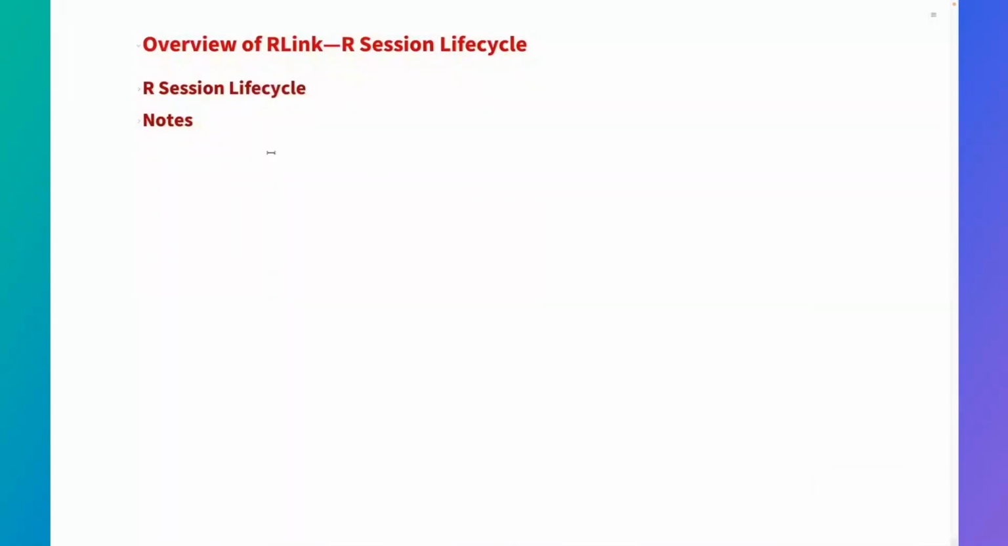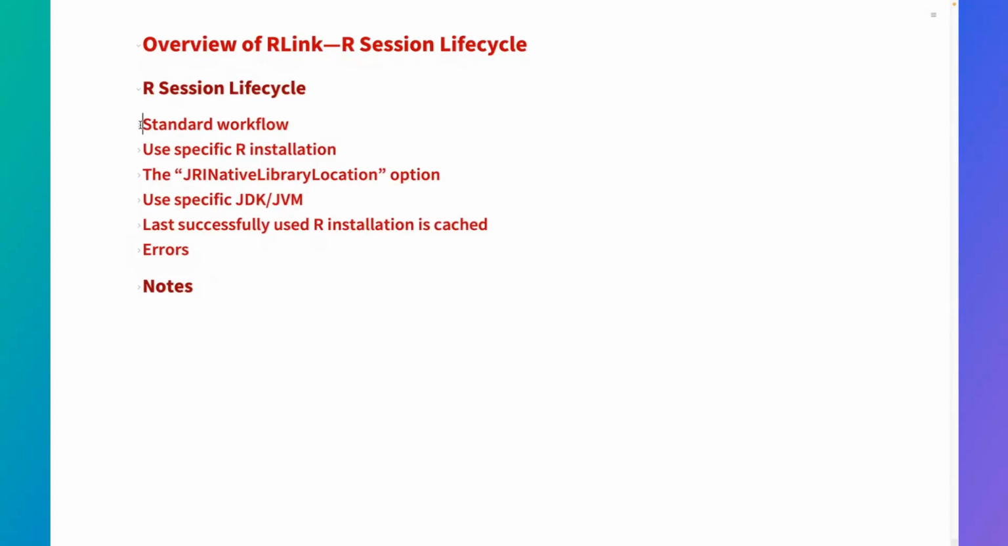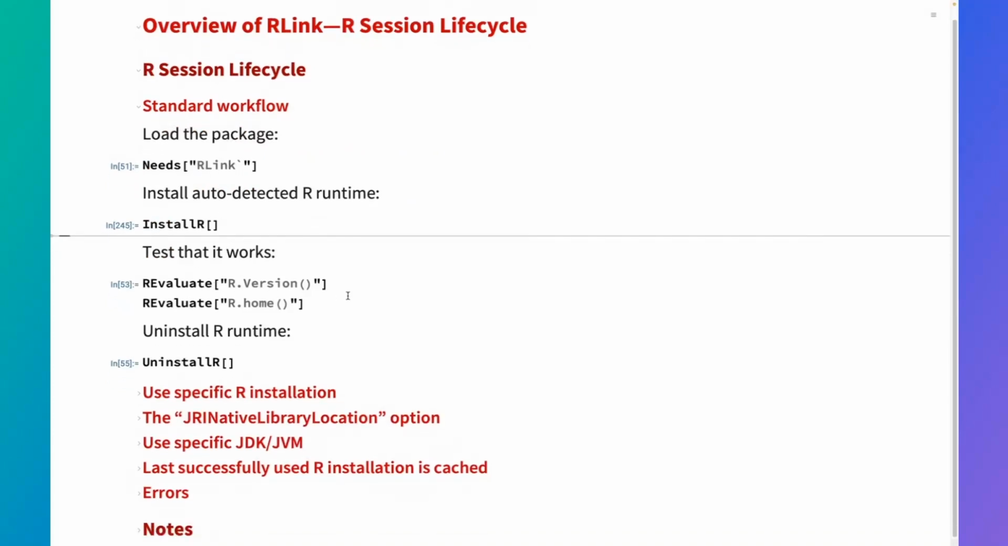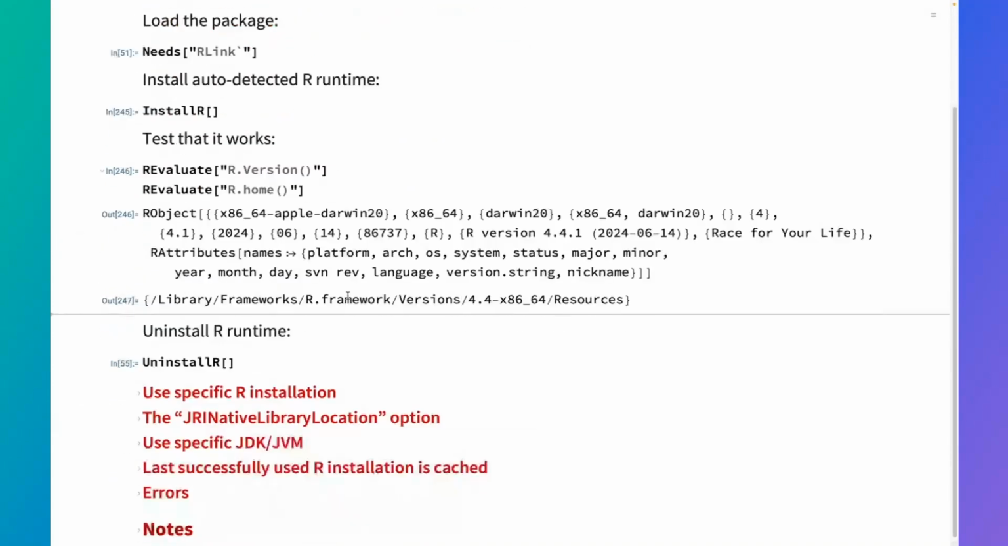Now, I will briefly go through this R session lifecycle as a reminder. So this is still sort of an overview. Basically, the standard workflow is that you first have to load the package, then call installR. Right at this point, it does nothing because it has been already installed. Then you can check that you have R running. This is a simple check that I always do. I can query for version or home location. You'll see where the installation you're using is located. And once you're done, you call uninstallR.